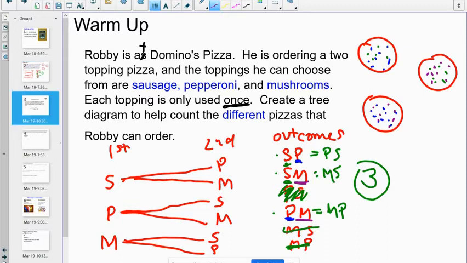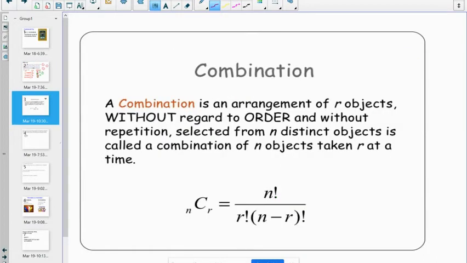Okay, so combination definition, you're going to want to write this down. Feel free to pause it. A combination is an arrangement of r objects without regard to order. So order does not matter in this case, and it is without repetition. And you're selecting from n distinct objects. So n and r are going to be the same things as they were when we did permutations, but here's our new formula.